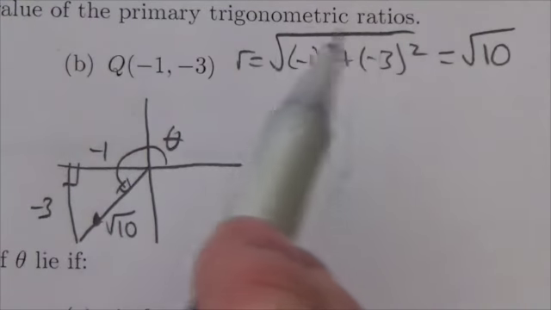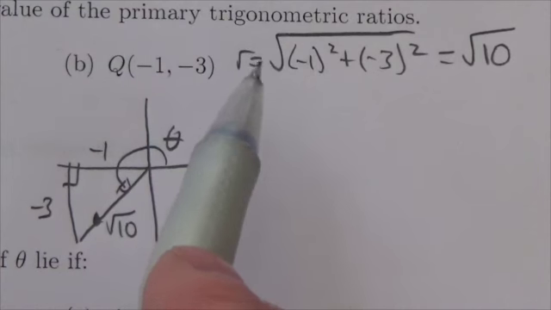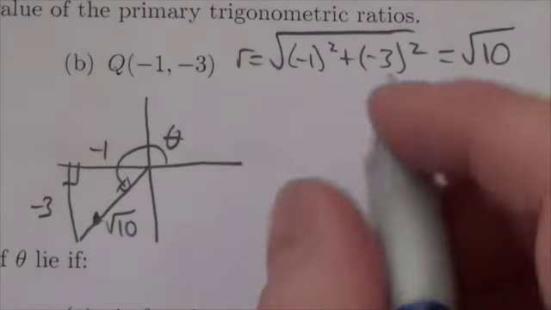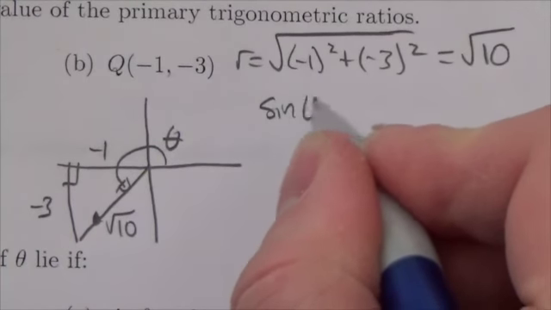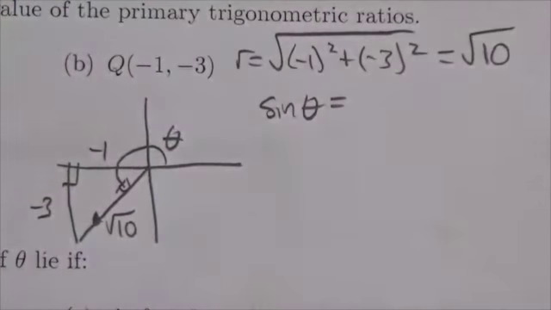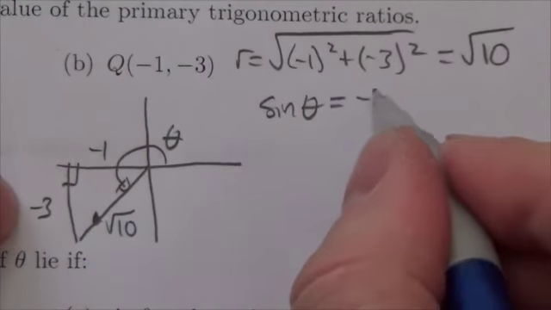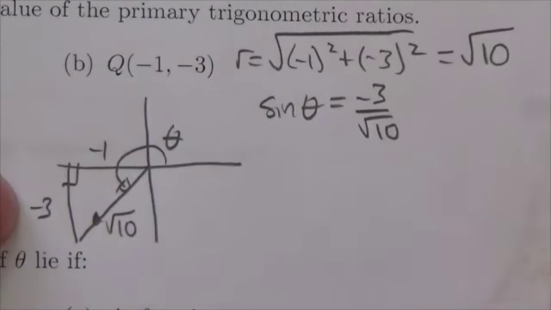Whenever you throw in a definition like this, when r is equal to the square root like that, this will always be positive. And so now, the sine of theta will be the y-coordinate over the r-coordinate. Well, the y-coordinate here is -3, and r is root 10. So this will be -3 over root 10.